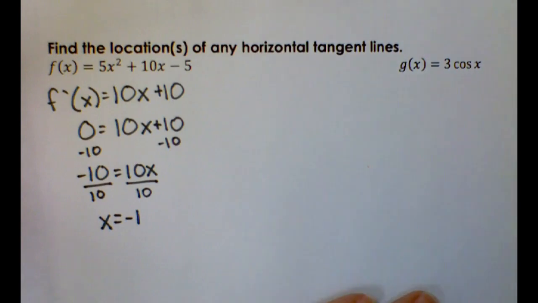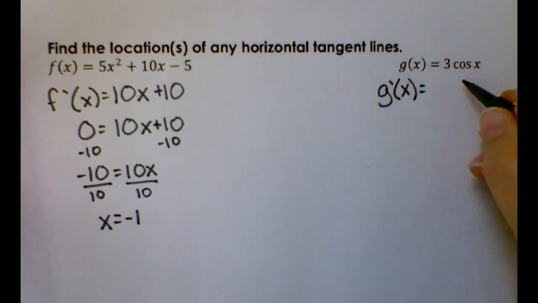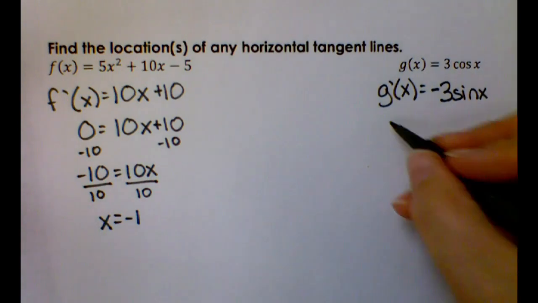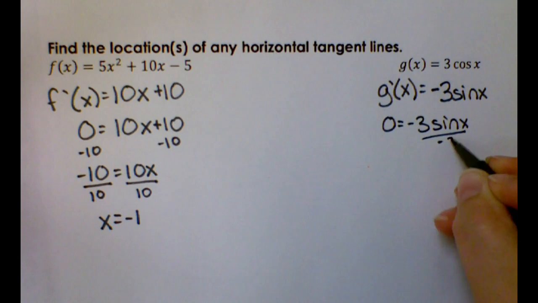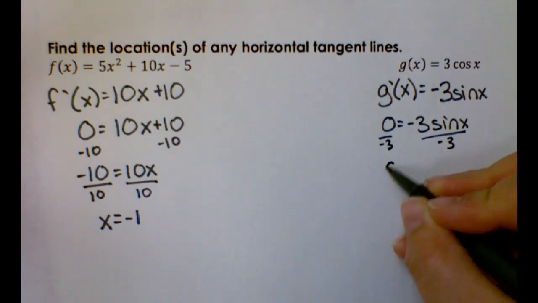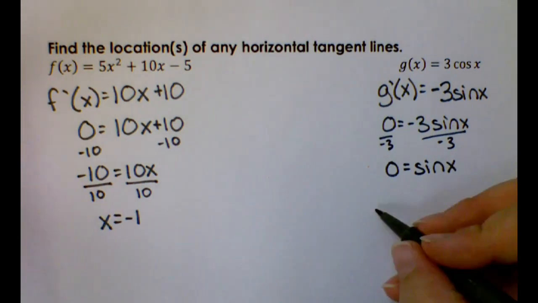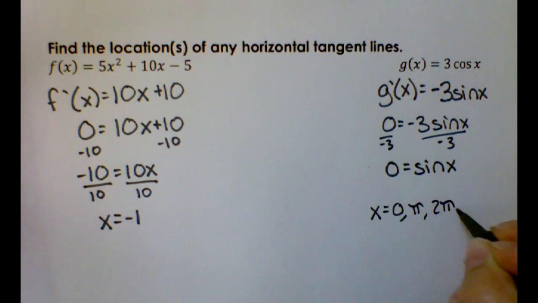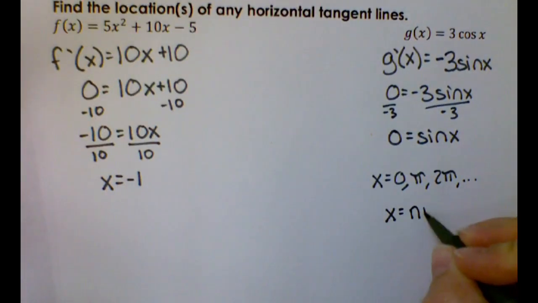For g of x equals 3 cosine of x, I want to find my derivative, g prime of x. The derivative of cosine is negative sine, so I'm going to become -3 times the sine of x. I want to know where that equals 0. Well, I can divide my -3 out. I get 0 equals the sine of x. Well, where does sine of x equal 0? At 0, pi, 2 pi, 3 pi, 4 pi, 5 pi, on and on. So I can also say x equals n pi.